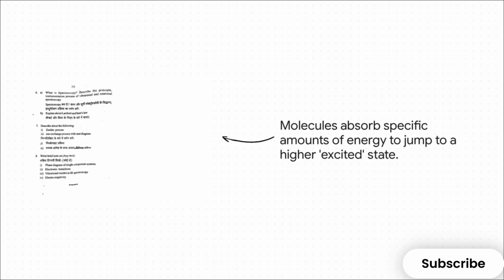When a photon of light comes along with the exact right amount of energy, the electron absorbs it and uses that energy to leap up to a higher, excited state. It's kind of like needing the exact change to get on a bus. A penny more or a penny less, and you're not getting on. And since every single molecule has its own unique set of energy gaps, each one needs a different bus fare, and that's a huge part of its fingerprint.